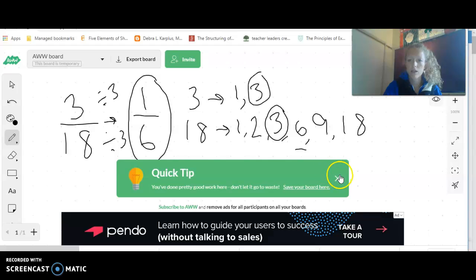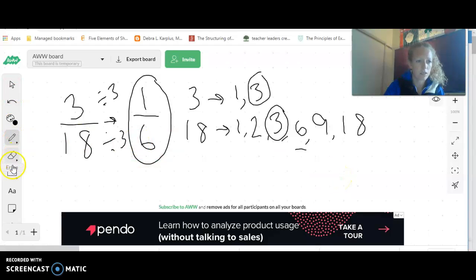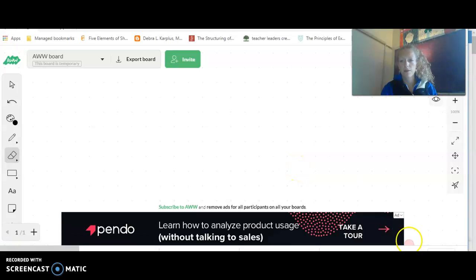Okay, moving on to number 7. I'm going to erase this board. Maybe can I just do it all in the trash? Yes, clear page. Beautiful. Okay, I'm going to look at number 7, 4/16. Beautiful. My pen, thank you.